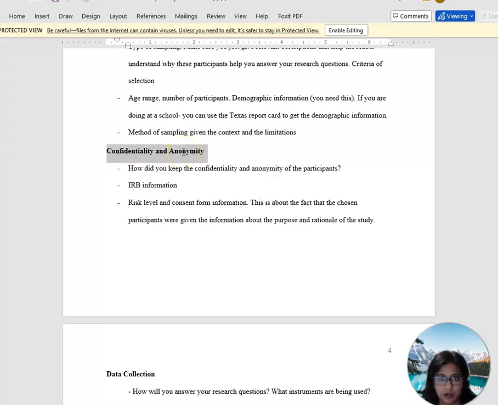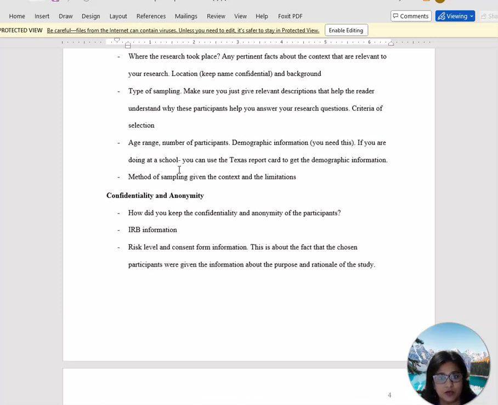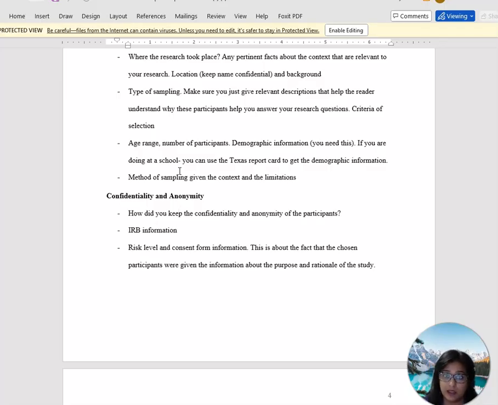Here is your confidentiality and anonymity. This information you should actually already have from your IRB. A lot of the things that you have in this paper are from your IRB application. All the things that you have been writing about, now is the time to synthesize all of that. It should not be overwhelming, because the risk level and the consent form information are all in the IRB. You will put your IRB approval number here. If you don't have that, contact me and I will get that to you ASAP. You're going to put your confidentiality and anonymity, the risk factor, all of that information here.